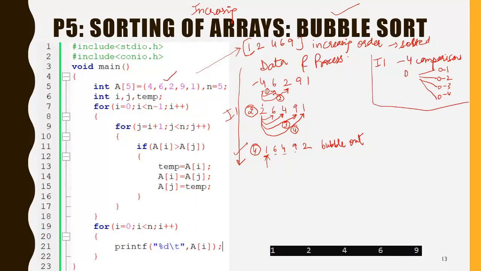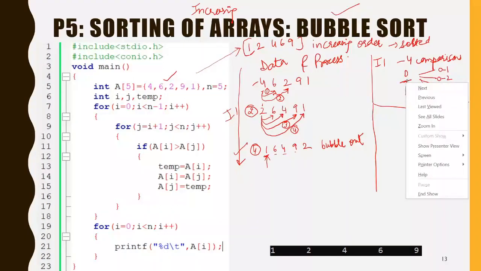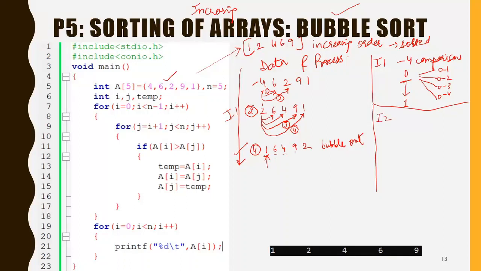Right, now see what happens in iteration 2. After this iteration we ensure that at the zero position, the correct number appears, and the correct number is 1, which appears at this particular position. Now I2 stands for the one number position, one number index. Now forget about this one. I need not consider 1, because 1 has reached the correct position.